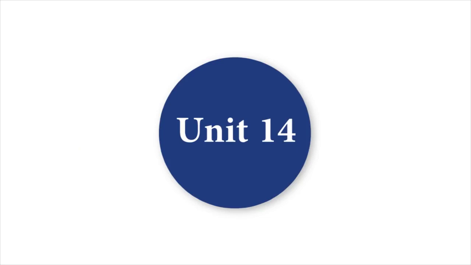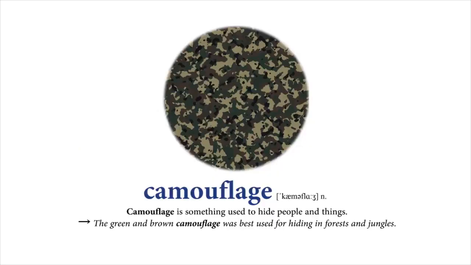Unit 14. Word list. Camouflage. Camouflage is something used to hide people and things. The green and brown camouflage was best used for hiding in forests and jungles.